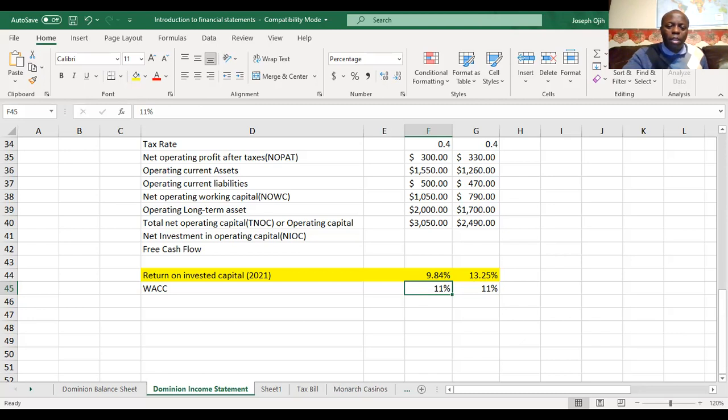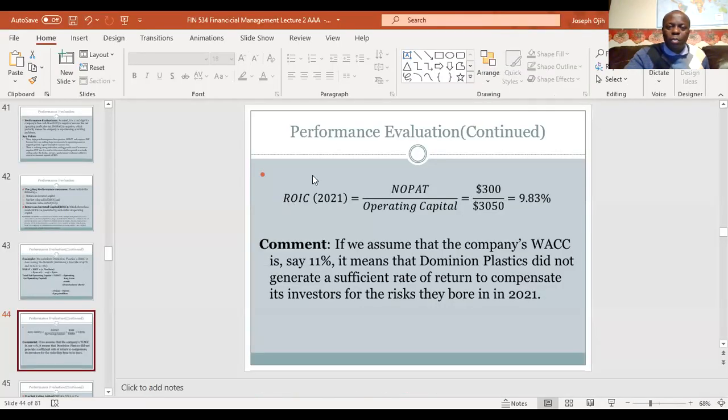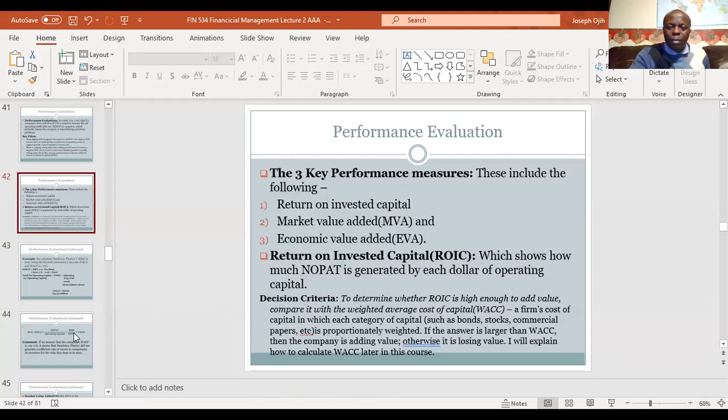I'm sure you get the concept. So that is basically how we use this performance evaluation called return on invested capital to evaluate a company. I'm sure you're having fun on this. So next evaluation. Remember, there are 3 of them that I mentioned. Next one is market value added.